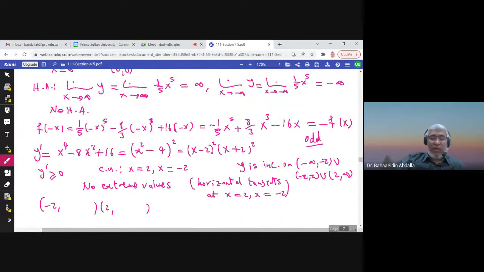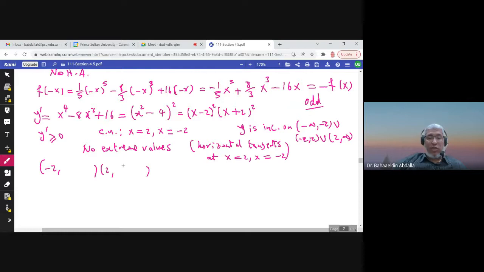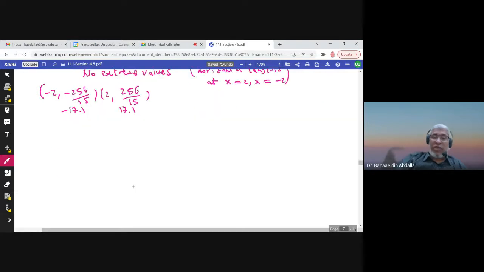256 over 15. And you know that the function is odd, so I'll have here negative 256 over 15. And this number is approximately 17.1. So this is negative 17.1 and this is 17.1.